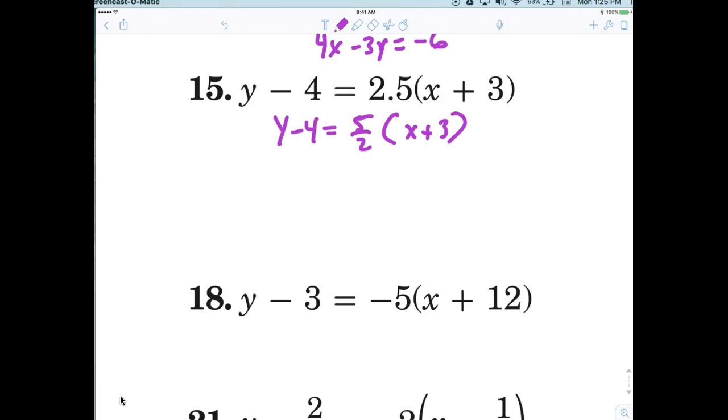So now I have to multiply them through by 2. So I get 2y minus 8 equals 5x plus 15, right? So now moving the 2y, 5x minus 2y equals, moving the 15, what does it equal? Negative 23.